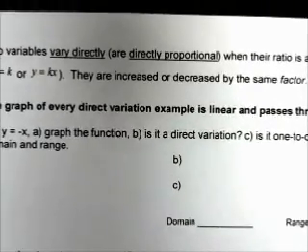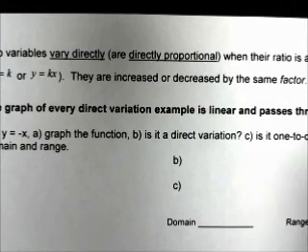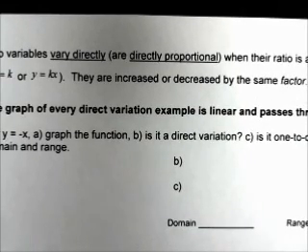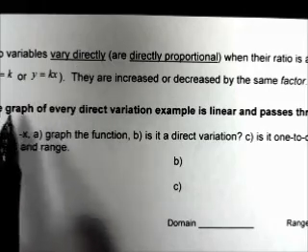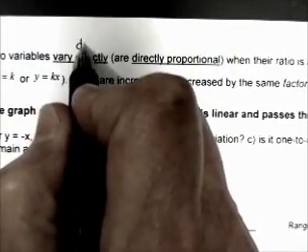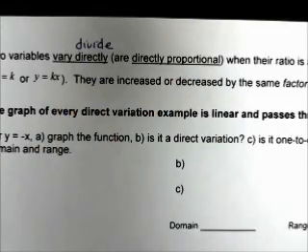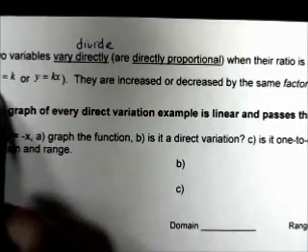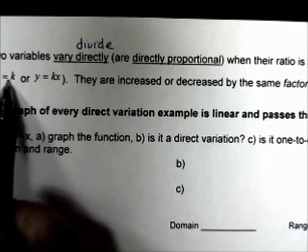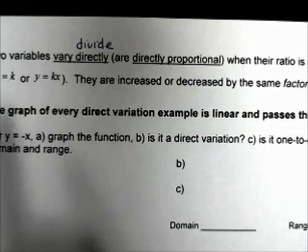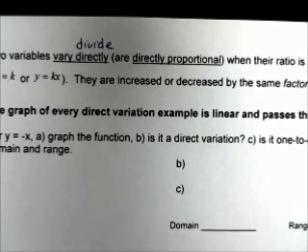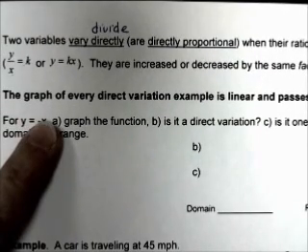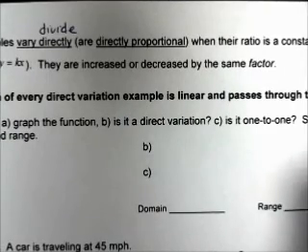Next, page 8. Two variables vary directly or are directly proportional when their ratio is a constant. So when y varies directly with x, think of division or divide. We have y divided by x equals some constant k, or if we wanted to solve this for y, we multiply both sides by x and we have y equals kx. They are increased or decreased by the same factor. The graph of every direct variation example is linear, so it's a line, and passes through the point 0, 0, the origin.